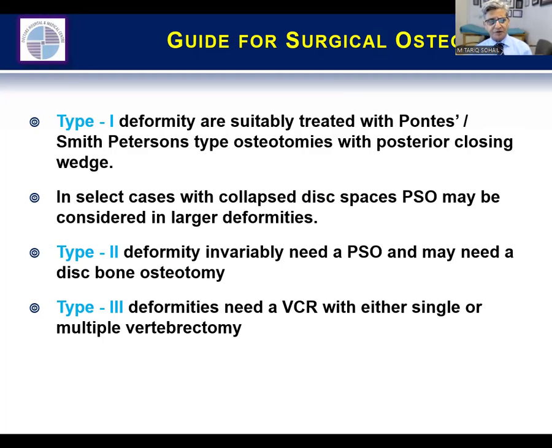Type 1 is suitable for Smith-Petersen osteotomy, and in selected cases, patients' collapsed disc spaces can be corrected by PSO, which is usually considered for the larger deformity. Type 2 deformity invariably needs pedicle subtraction osteotomy, and it may need disc bone osteotomy. Again, all these osteotomies need posterior stabilization with screws and rods. And the type 3 deformity may need VCR or single or multiple level vertebrectomy with correction of both the anterior and the posterior column.